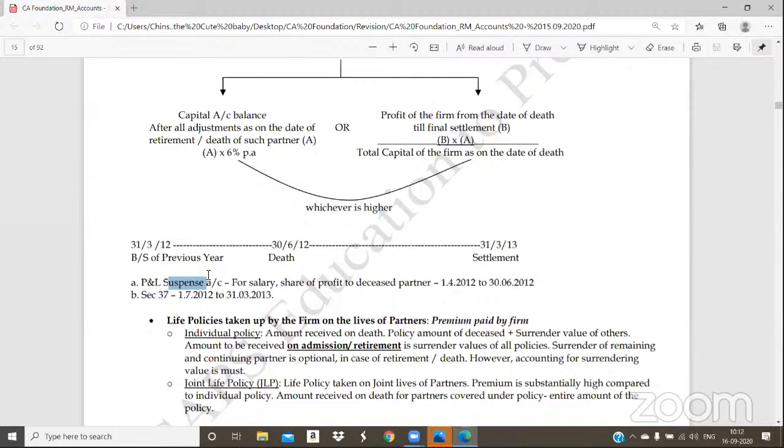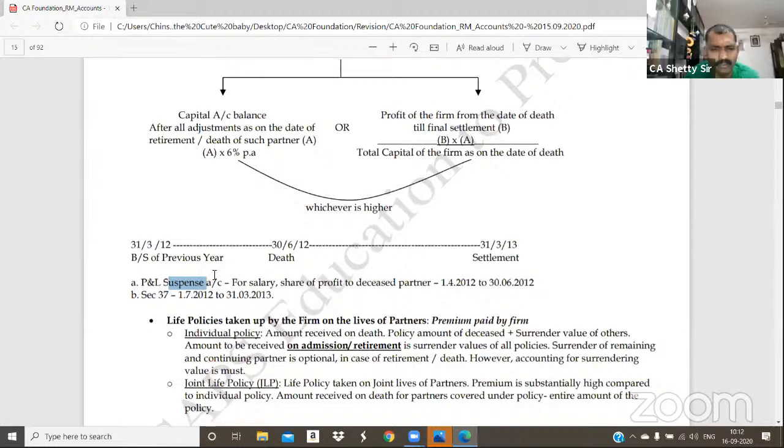In the P&L suspense, whatever you want to give him, whether it is salary, share of profit, whatever, for those 3 months. From 30th June to 31st March, for these 9 months, you have to apply Section 37 by applying the formula above. In the regular class, we have done problems on that. Please solve those questions. Very rarely asked in foundation, but maybe rarely in your exam. I don't know. Don't take unwanted chances.